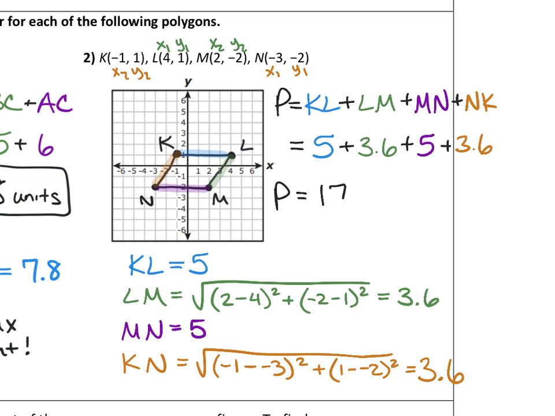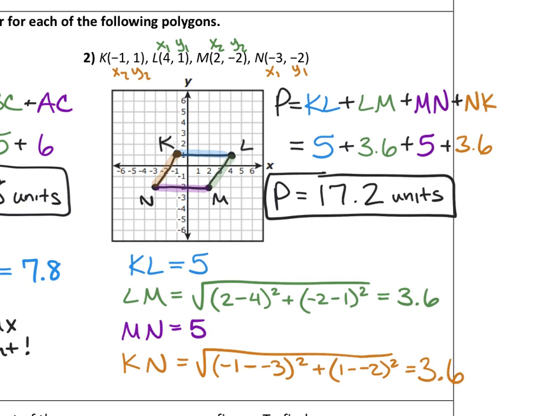Very good. But we're not just going to say 17.2. What are we going to put behind it? Units. For perimeter and area, you must have a unit. If it doesn't tell you we're measuring in feet, meters, miles, yards, whatever, you say the word units.